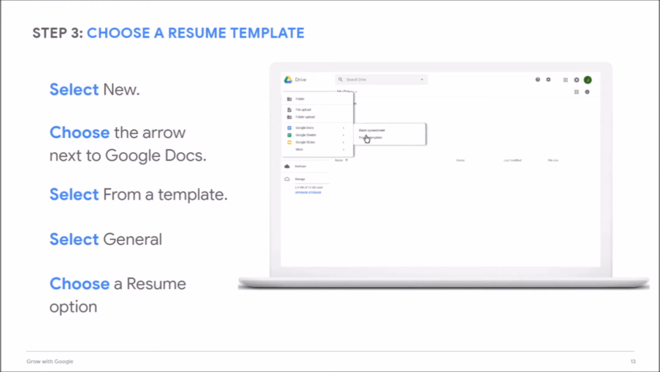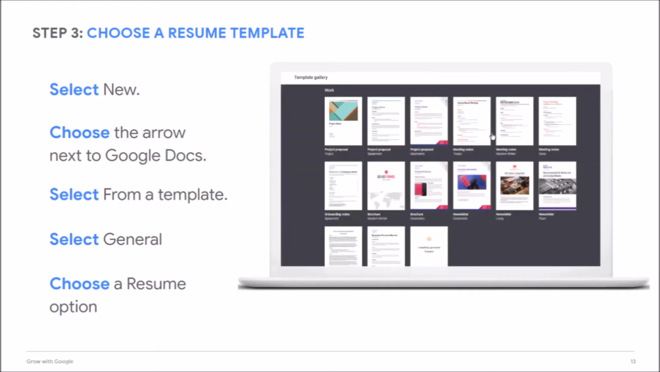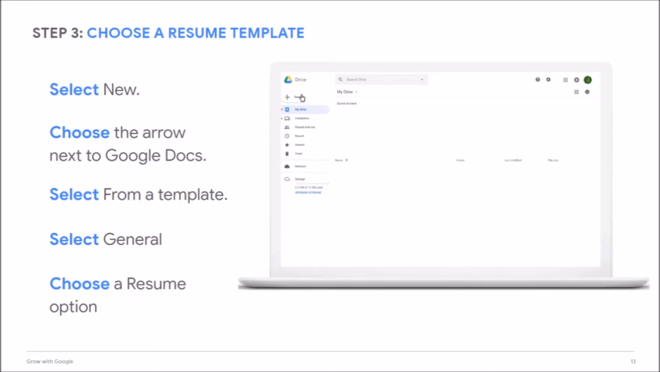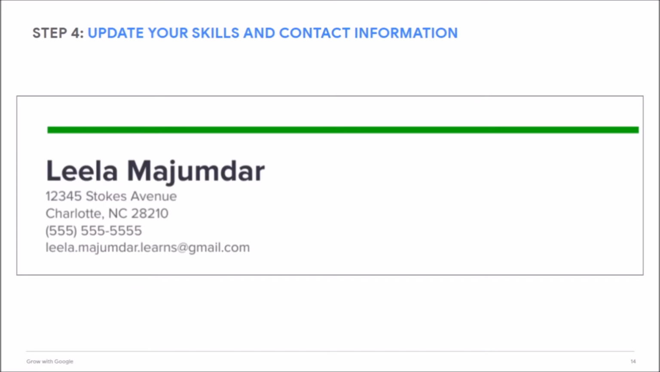As soon as you open this doc, it is saved automatically on your Google Drive. You do not have to do anything extra to save your projects. They save automatically as soon as you make changes to the document. Now, let's start customizing this template so that it's unique to you.